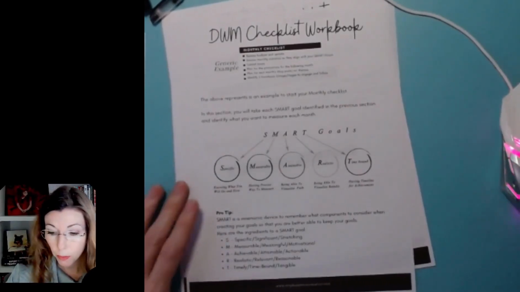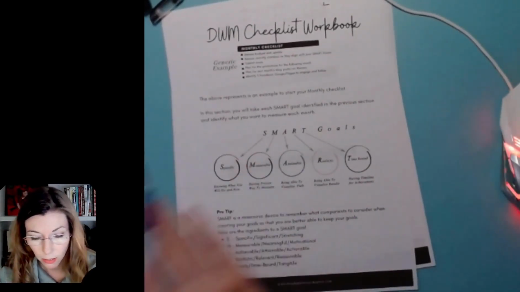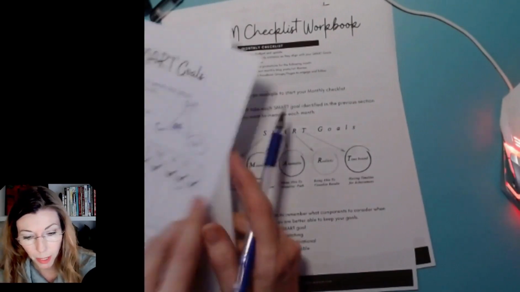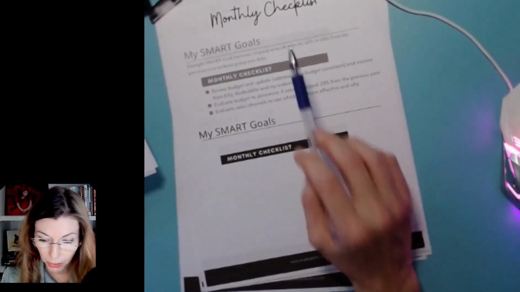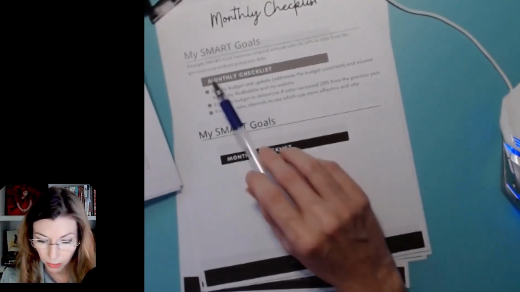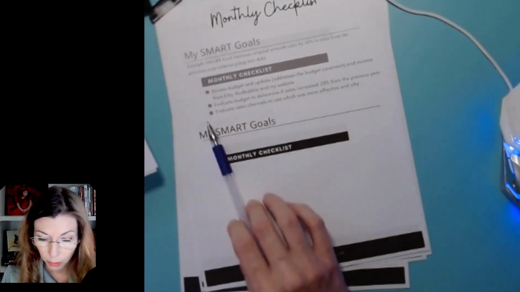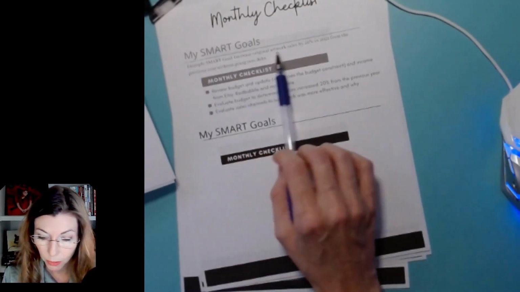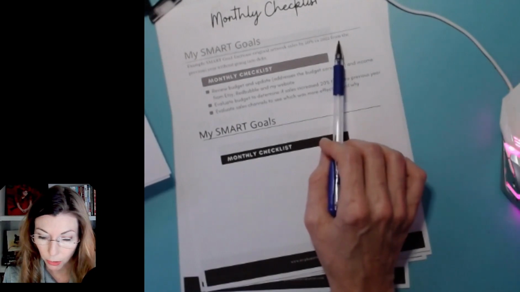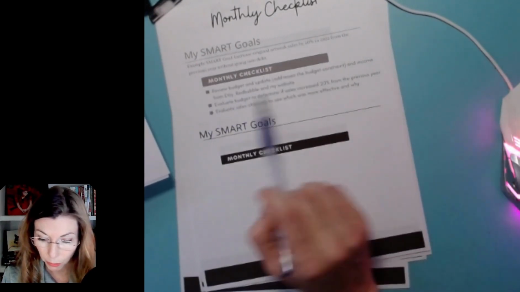Okay, so now what we're going to do, we've kind of defined our initial goal, and I'm going to keep this paper up. Okay, so now we're actually going to get into our checklist. So this is an example here. Our SMART goal: increase original artwork sales by 20% in 2022 from the previous year without going into debt.